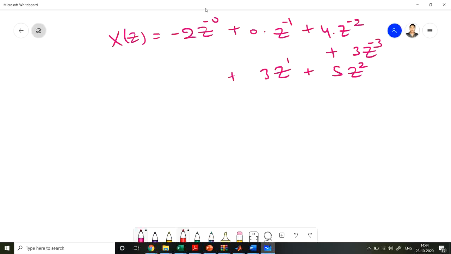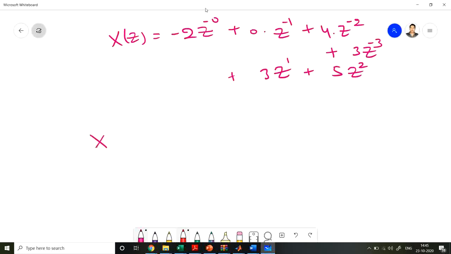Again I am saying that it is minus 2 z raised to the power minus 0, here n equals 0. Then we have 0 multiplied by z raised to the power minus 1, because here n equals 1. Then we have 4 into z raised to the power minus 2, then 3 into z raised to the power minus 3. And if we go for negative n, where n equals minus 1, it is 3z plus 5 z raised to the power 2.